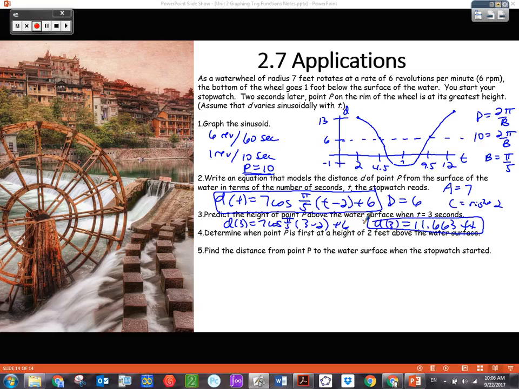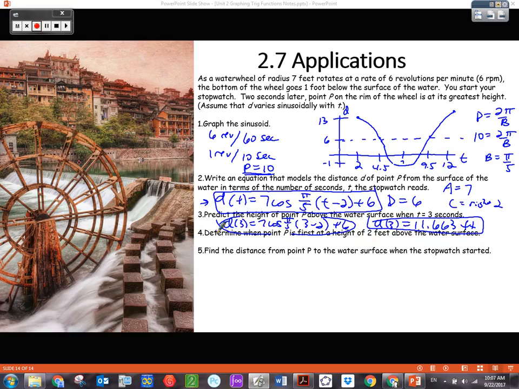Now, as far as work goes, if you're using your calculator, for me, you can write D of 3 equals 11.663. You already have your equation right here, right? D of T equation. Then you can just say D of 3 is that. You do not have to show this middle part right here unless you just want to. So be sure that your calculator's in radians as you input those kinds of things.